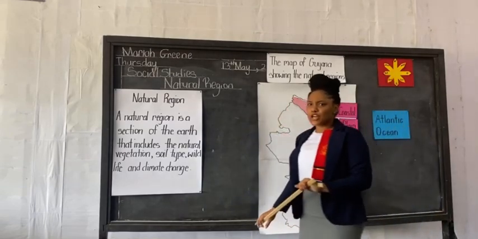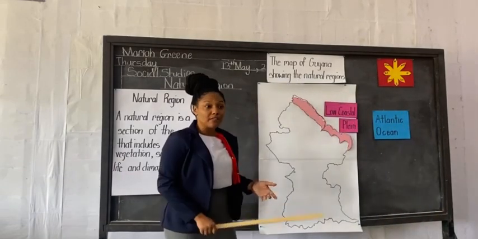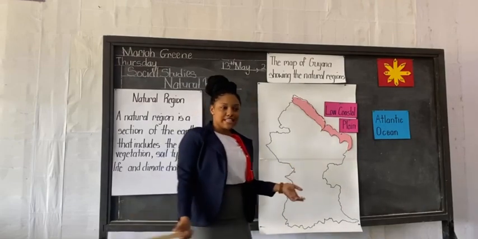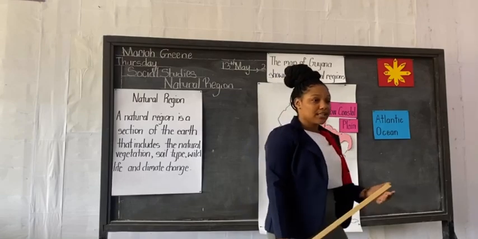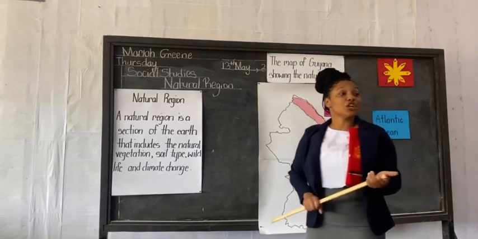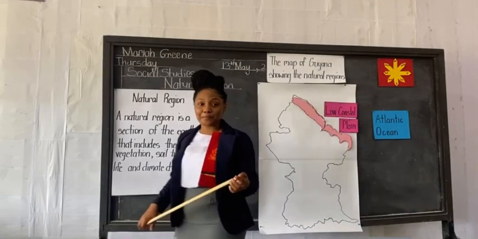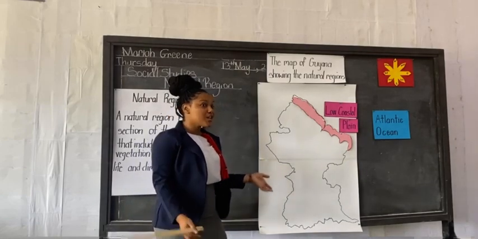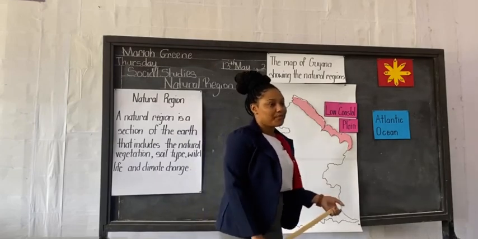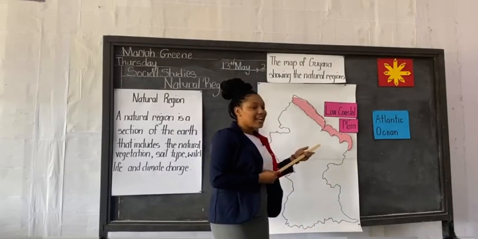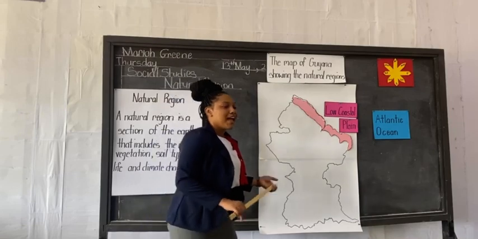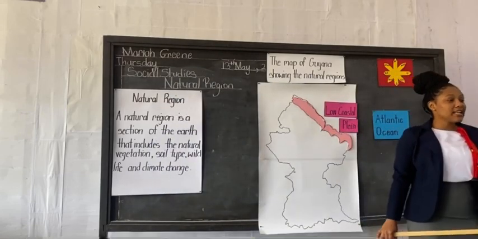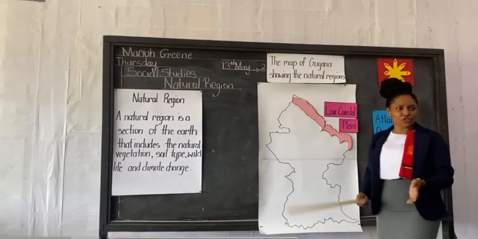So from the video, can anyone tell me a fun fact about the low coastal plain? Yonel is saying that it's the most populated natural region. That is correct. Anyone else? It's the smallest natural region. How do we know it's the smallest natural region? Because it's so tiny. Okay. Anyone else? Yes, Jasmine, indeed, it's the most populated natural region of Guyana.